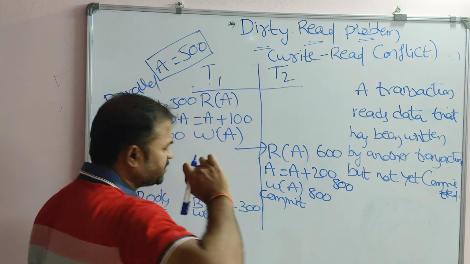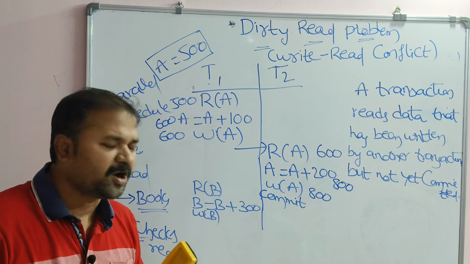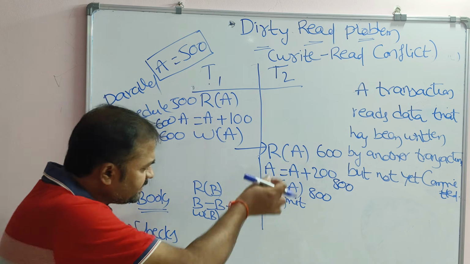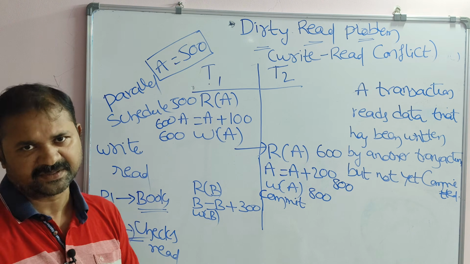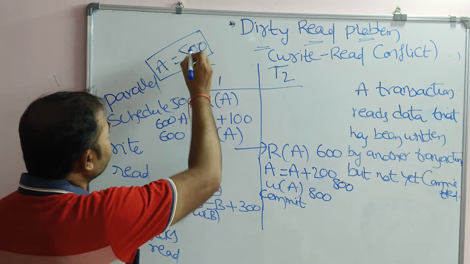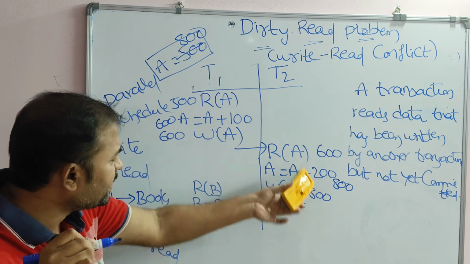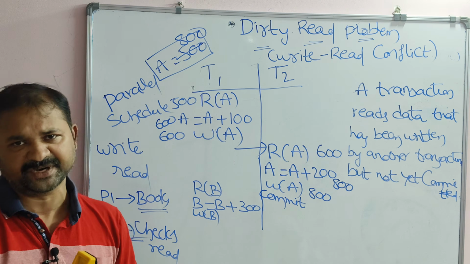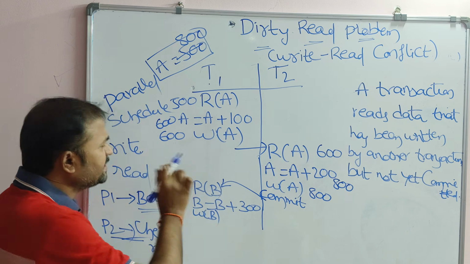Now let us assume that this is the last operation of the transaction, that is commit. Whenever this commit operation is executed, the A value will be permanently stored in the database, so that the A value will be visible to all the persons. Now A is changed to 800. So this T2 transaction is successfully executed. After that, let us assume that the control shifted to the next operation.